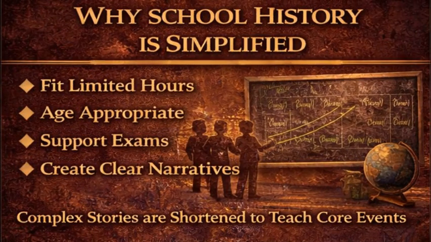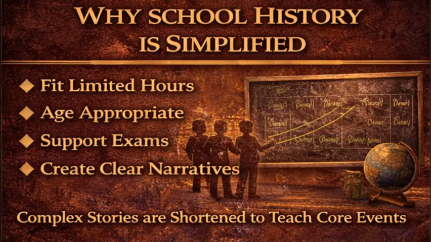School history has one major limitation: time. In a few years of education, students are expected to understand thousands of years of human civilization. To make this possible, history must be simplified. Curriculums are designed to fit limited classroom hours, be age-appropriate, support standardized exams, create clear narratives. Complex causes are reduced to simple explanations. Long conflicts are summarized into a few key events. Nuanced perspectives are often removed to avoid confusion.